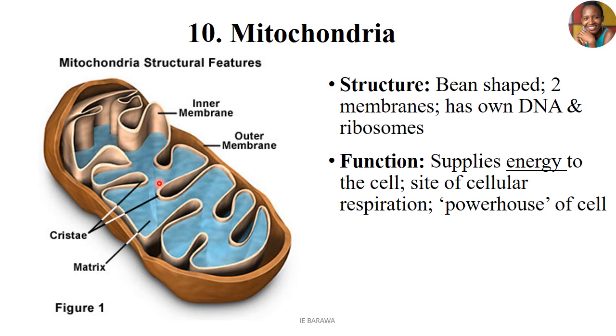But the beauty about the mitochondria is that it has its own DNA and its own ribosomes. So what are the functions of the mitochondria? The mitochondria works to supply energy to the cell, and it is the site of cellular respiration, or rather it's the powerhouse of the cell, because that is where the cell gets its energy, its power to run around with the other reactions that are happening in the body. So let's describe more on the mitochondria and how it looks in the next slide.